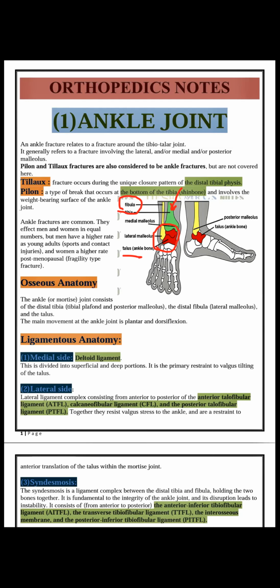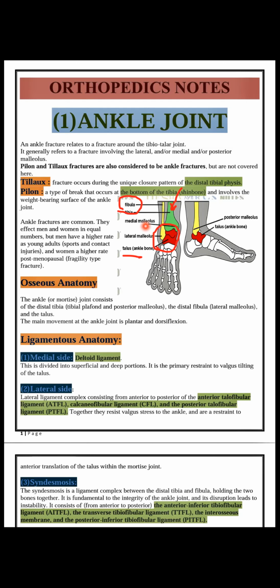Then we have two subtypes of ankle fracture. One is called a Tillaux fracture and one is called a pilon fracture. A Tillaux fracture is a fracture of the distal tibial physis. This is a fracture through the physeal plate of the distal tibia, while pilon is just a fracture distal to this physeal plate. You will see it at the bottom of the tibia, and usually this involves the weight-bearing part of the ankle joint.